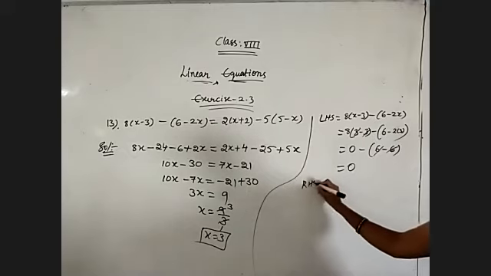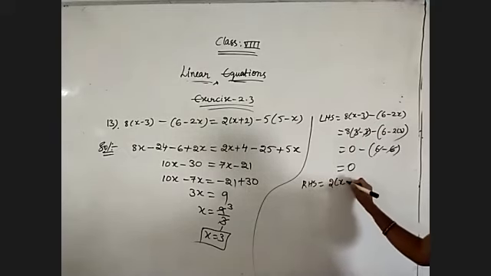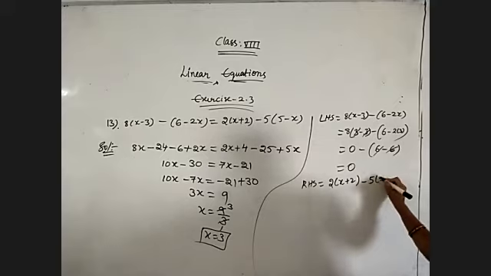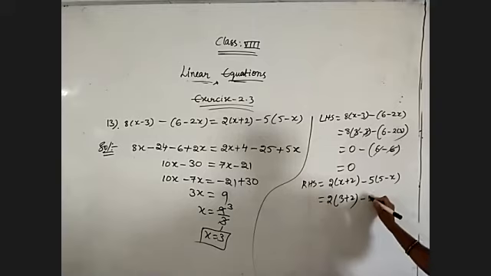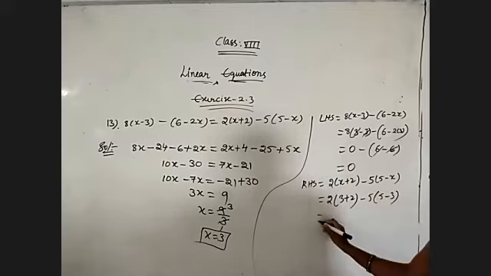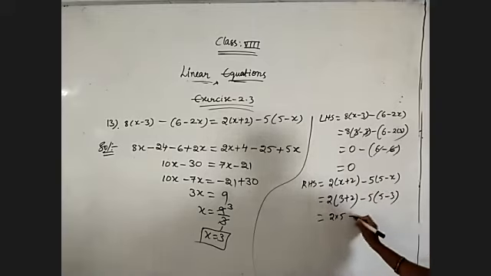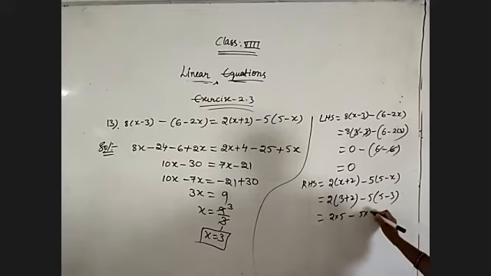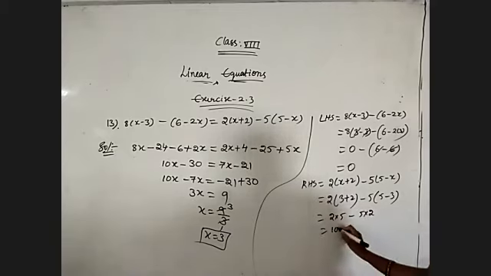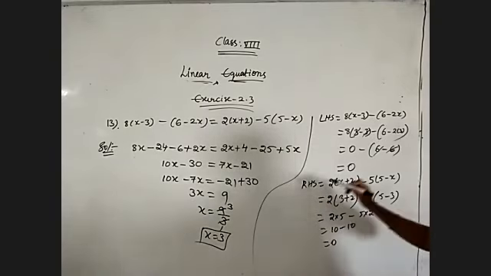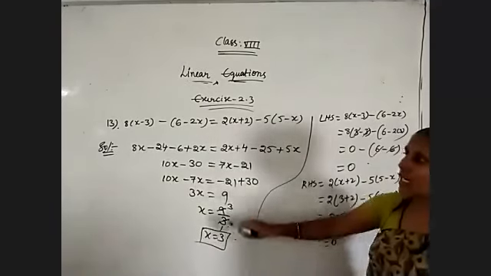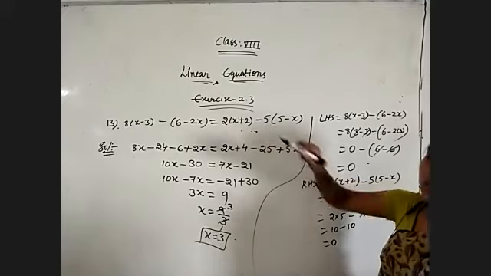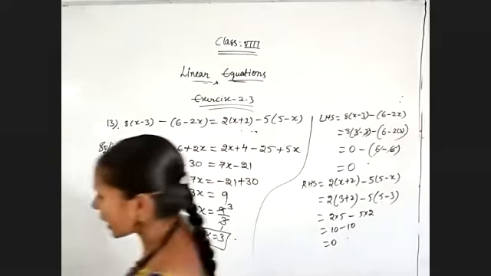Coming to RHS. 2 into x plus 2 minus 5 into 5 minus x. So here x value is 3. 3 plus 2 minus 5 into 5 minus 3, which is equal to 2 into 5 minus 5 into 5 minus 3 is 2. 2 5s are 10, 5 2s are 10. 10 minus 10 is 0. So at x is equal to 3, we got LHS 0, RHS also 0. Both are equal. So x is equal to 3 is the root of this equation. That is the solution of this equation. Okay. Now coming to the next problem.